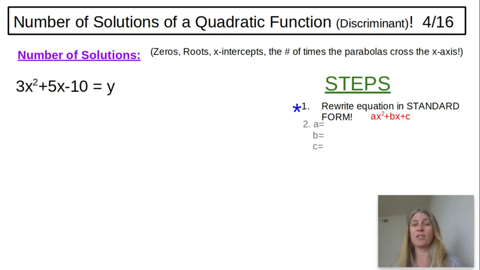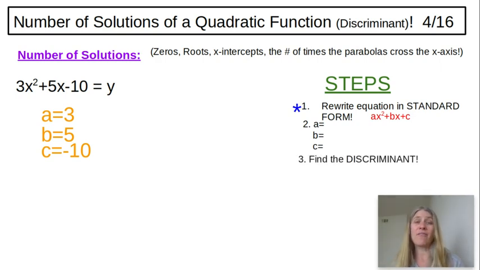Now, once we've done that, our second step is we're going to go ahead and pull out our a, our b, and our c. In this case, our a is equal to 3. Remember, your a is always the number that is in front of the x squared. Our b is 5. Your b is always the number in front of your plain x, your coefficient. And finally, your c is negative 10. Remember, that's going to be the constant. Now, make sure it's in standard form before you start looking at this.